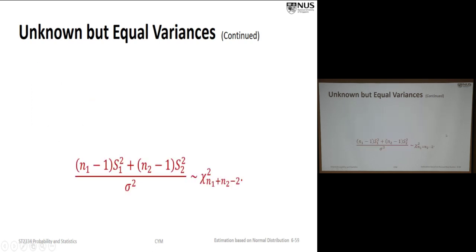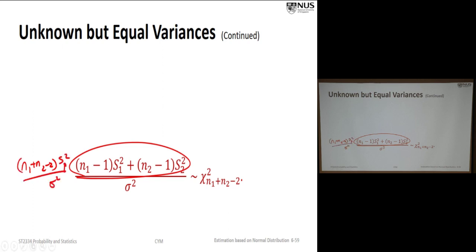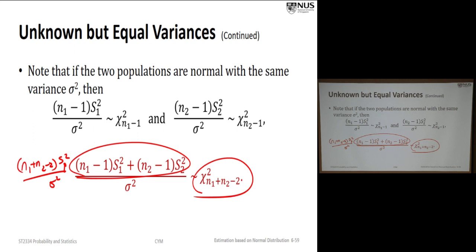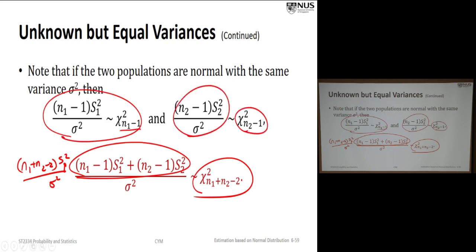So this is nothing but just n1 plus n2 minus 2 times sp square over sigma square, and it follows a chi-square distribution. All right? Remember we mentioned, we know that this is a chi-square with n1 minus 1, and this is a chi-square with n2 minus 1. They are independent. So when I add them together, it is equal to a chi-square distribution, and the degrees of freedom is the sum of these two. All right?